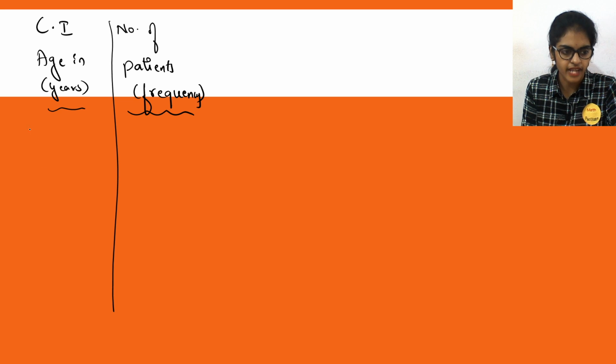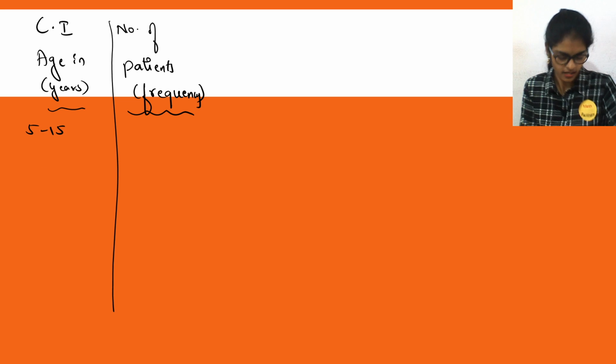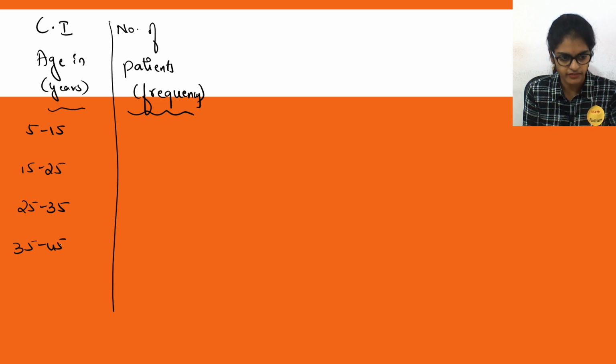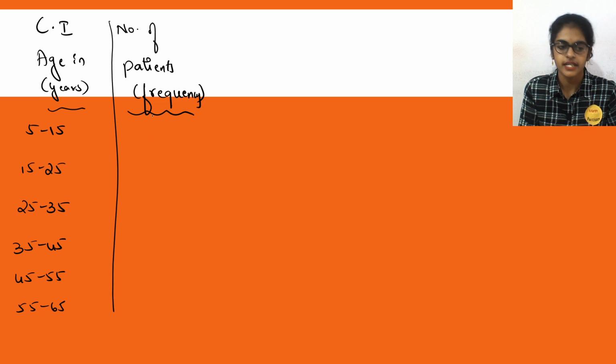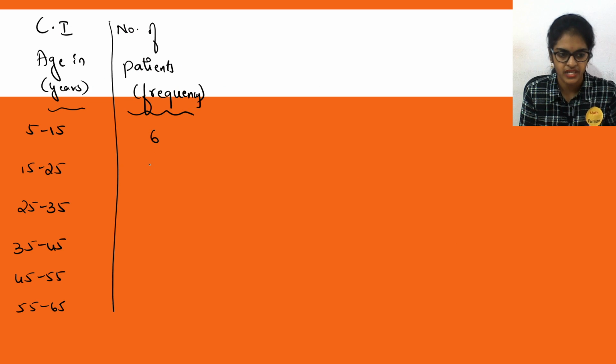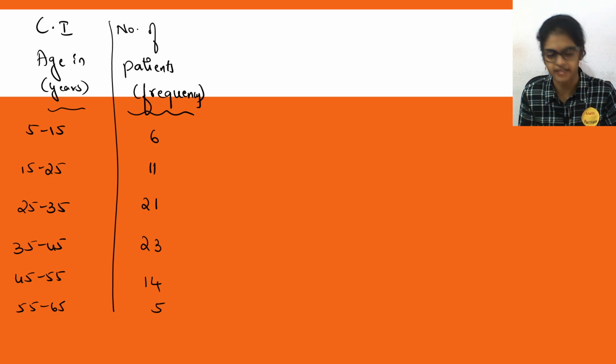So we are going to just take down all the values given. It is given 5 to 15, I'll take the values from here, then 15 to 25, 25 to 35, 35 to 45, 45 to 55, and 55 to 65. Now the frequencies given in the question are these values. Let me write it here: 6, 11, 21, 23, 14, and 5.